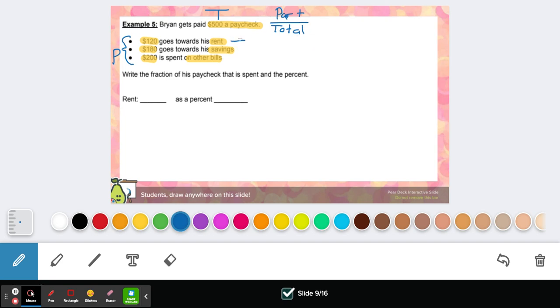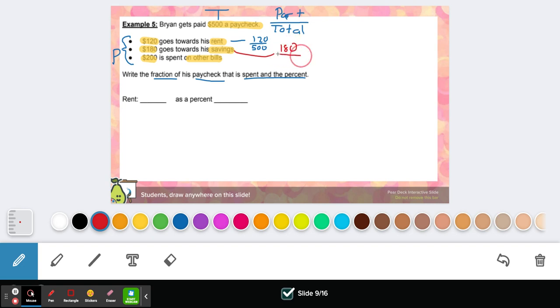I'm going to set up my fractions for each because it says write a fraction of his paycheck that is spent and the percent. So let's look at this. So then I know that part of it is 120. My total of that part has to go back to my paycheck because that's where I'm getting that money from, 500. Now, the next part, which is his savings, I'm going to write it over here. It's 180.